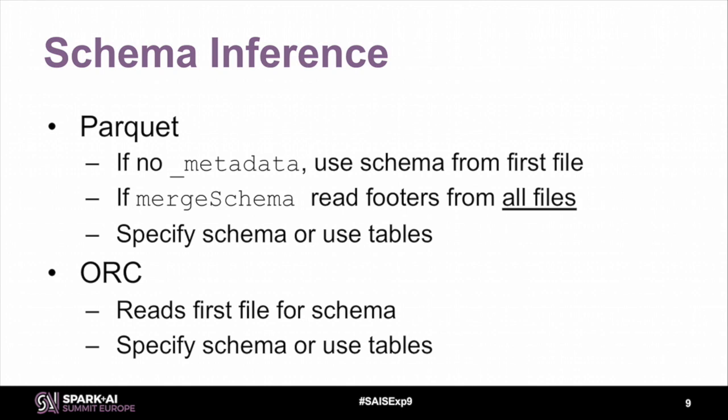So again, the recommendation is, if you can, use schemas. Specify the schema ahead of time, or use data source tables. And if you do have schema evolution, you can add columns to the data source table. ORC does not support merge schema. I believe there's a Jira open for that. So there, it'll do something similar to Parquet: read the first file and read the schema from there, or of course, you can specify the schema yourself.